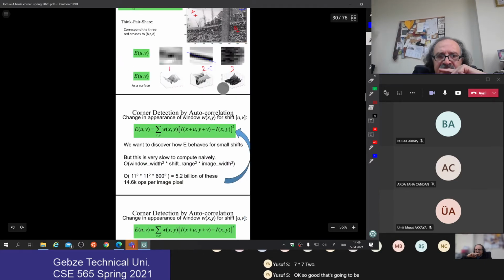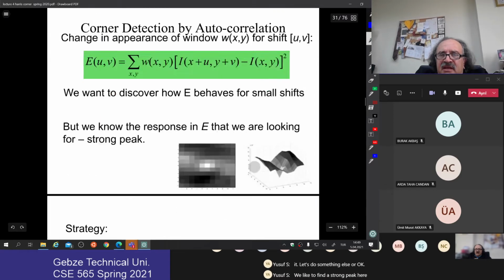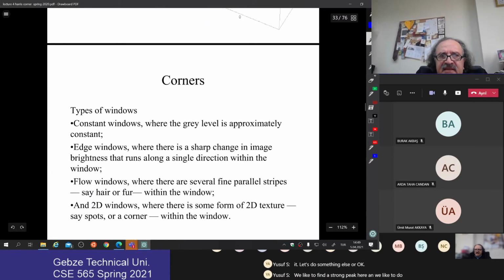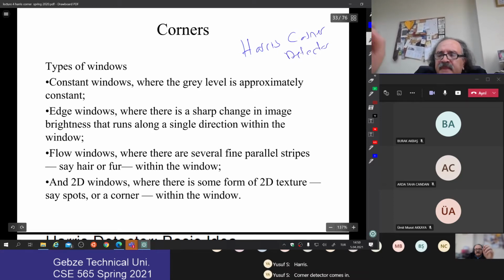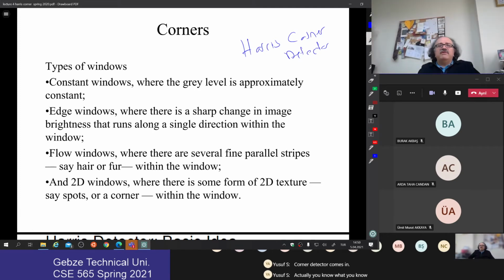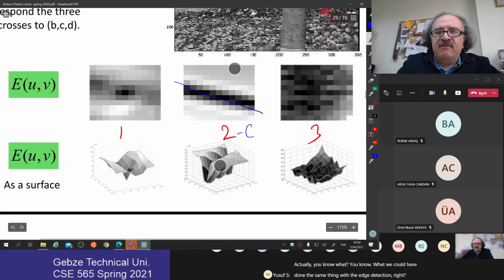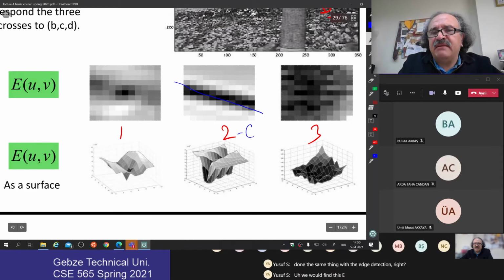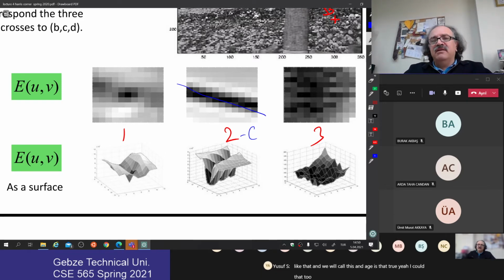Let's do something else. We would like to find a strong peak here, and that's where the Harris corner detector comes in. Actually, you know what? We could have done the same thing with edge detection, right? We would find these E images, and if we find something like that, we would call this an edge. Is that true? Yeah, I could do that too. But we didn't do that.